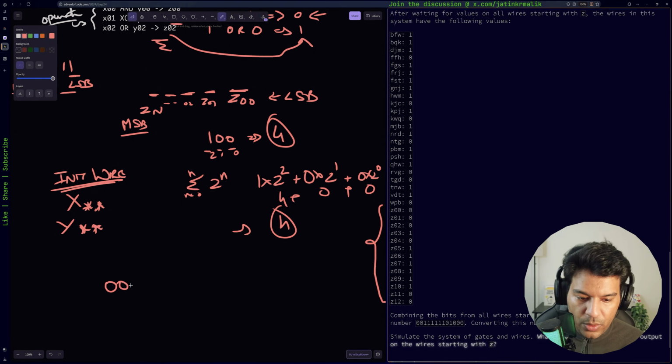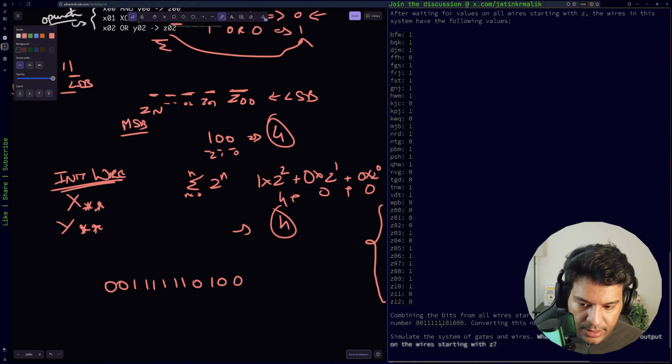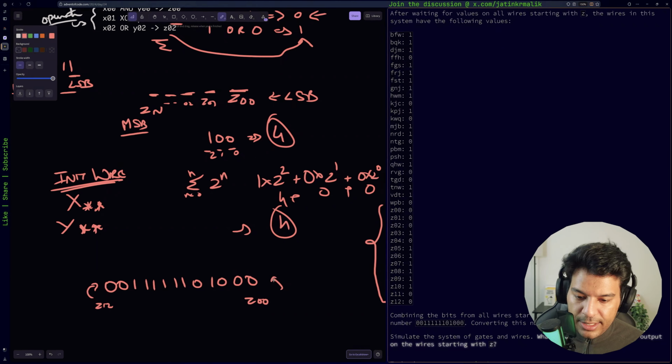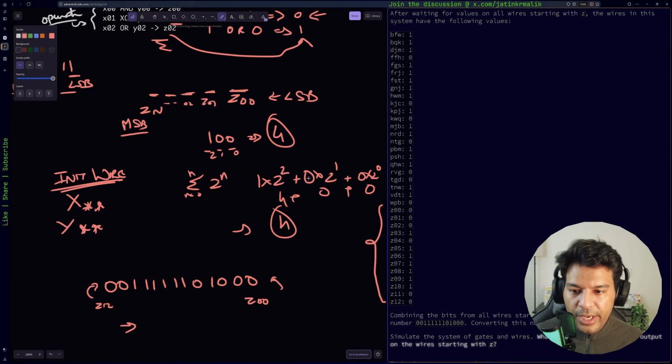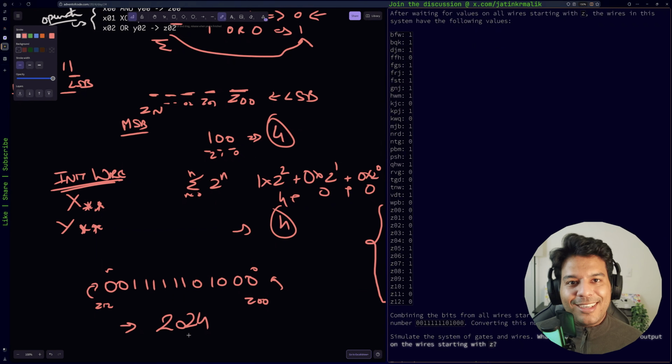So it's 0, 0, 1, 1, 1, 1, 1, 1, and then 0, 1, and then 0, 0, 0, 0. Is that correct? And then there's another 0, because here, yeah. So how I'm calculating this is I'm reading this backward. So this is Z00, and this is Z12, this number, which is the MSB and LSB. And now similarly, using the technique that I told you here, where you multiply each bit by 2 to the power of its position, starting from 0 here and going to the end here, we can see that the decimal number this produces is 2024, which is also our current year.